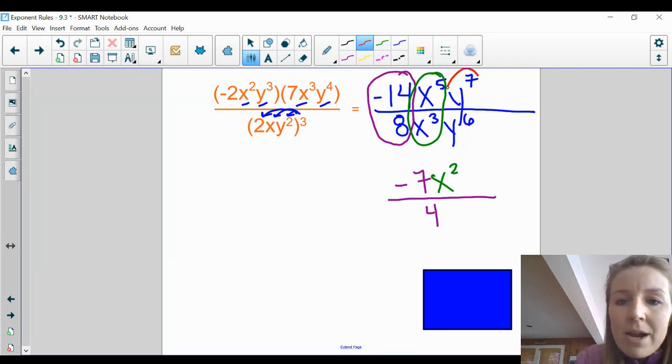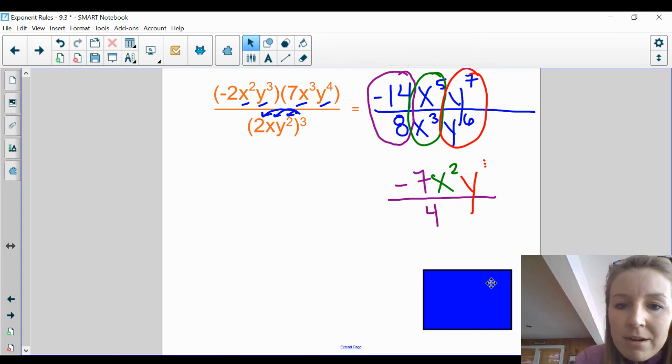And lastly, y to the 7th divided by y to the 6th is going to end up with just y on the top, or y to the 1st power. This 1 can be invisible. We don't need to show it. So that there is our final answer.